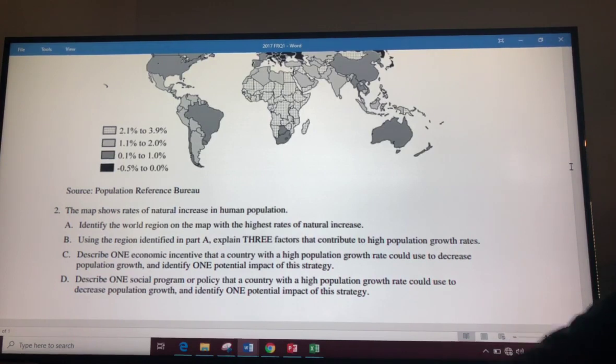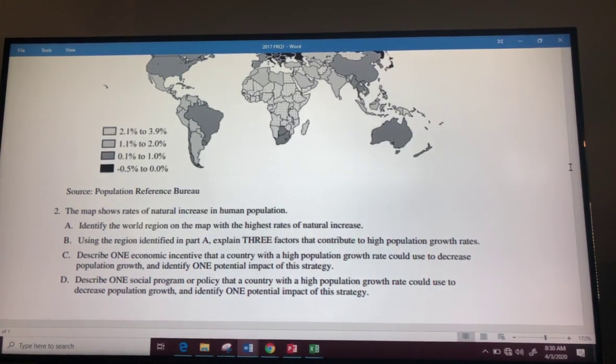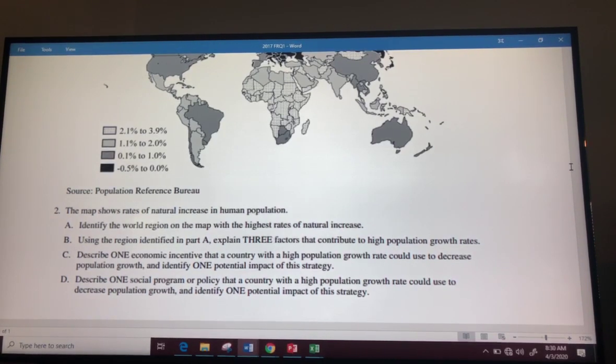D, describe one social program or policy that a country with a high population growth could use to decrease population growth and identify a potential impact of this strategy. Now, social means it affects everyday society. This can include political stuff because political laws influence society. So the one-child law or something like it, an anti-natalist policy, can be used here, but again, you need to describe how the policy might be put in play.